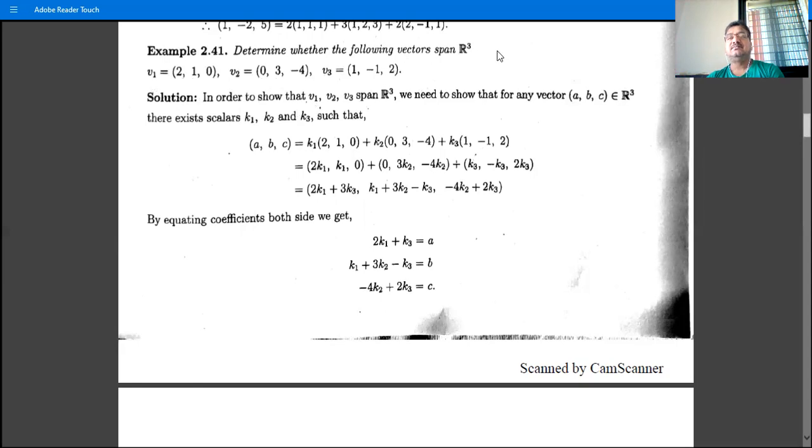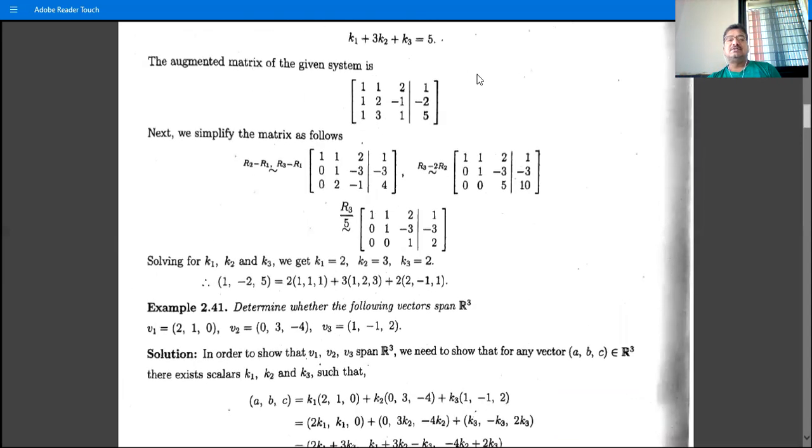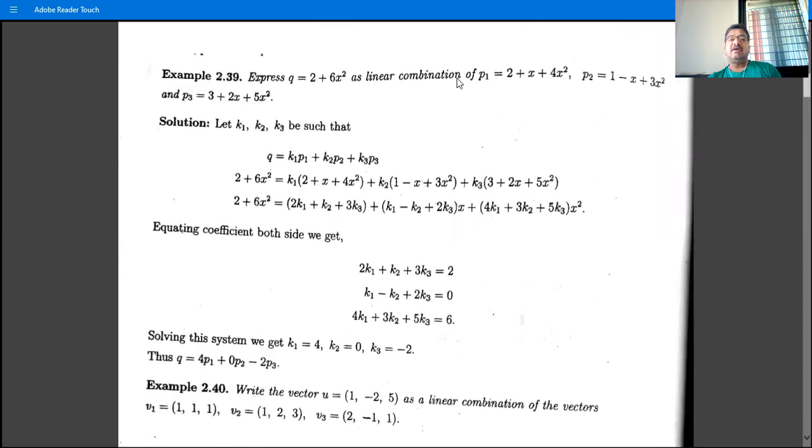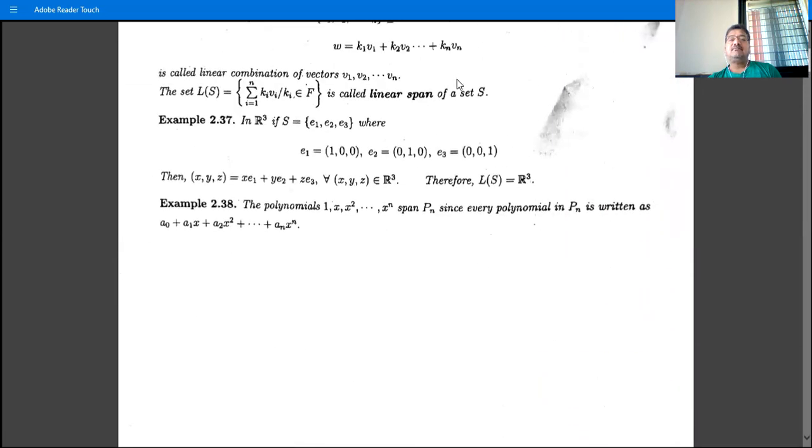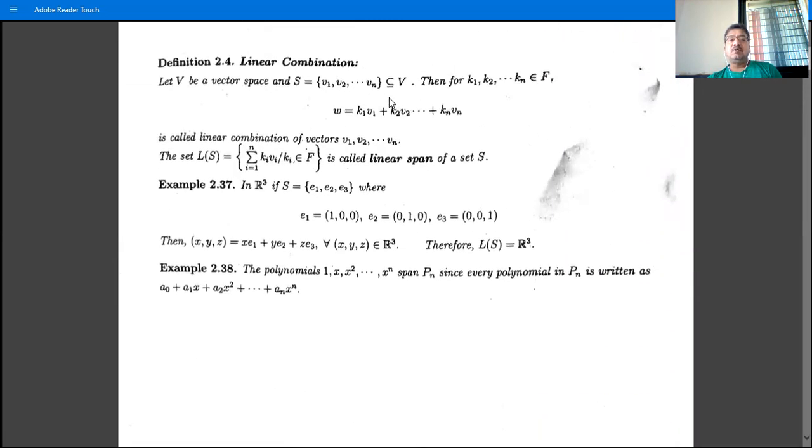So what is the span? This is the definition of spanning. The set of all linear combinations of elements of S is called the linear span of set S. And if L(S) is equal to V, then we say that S spans V.